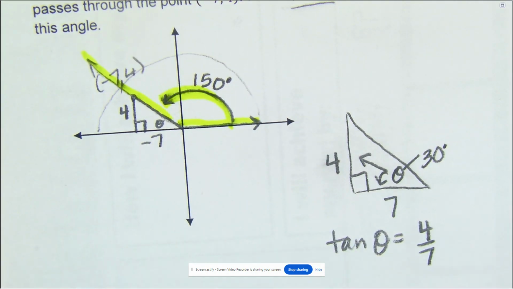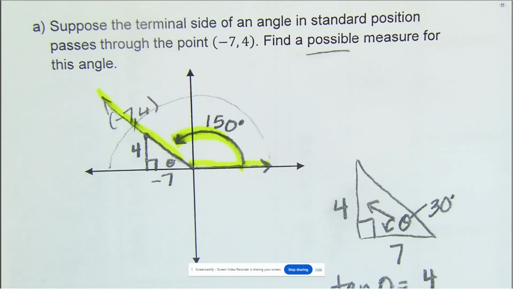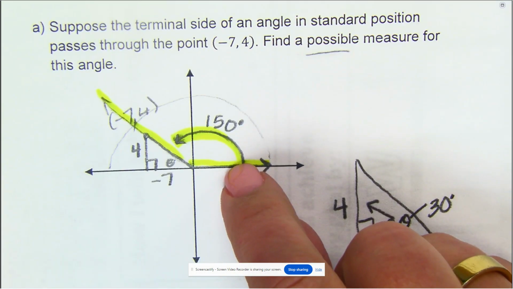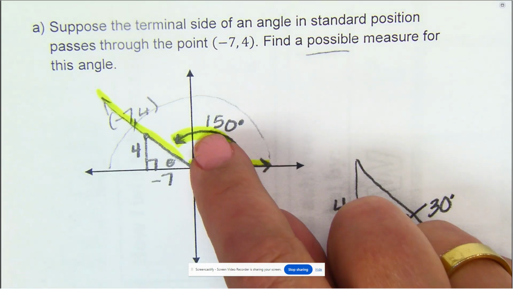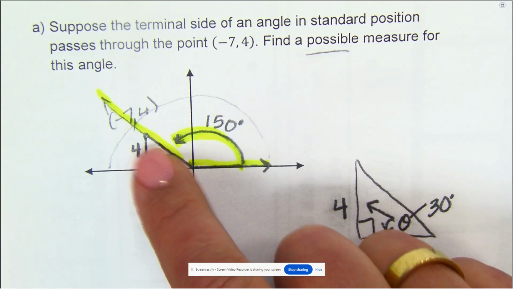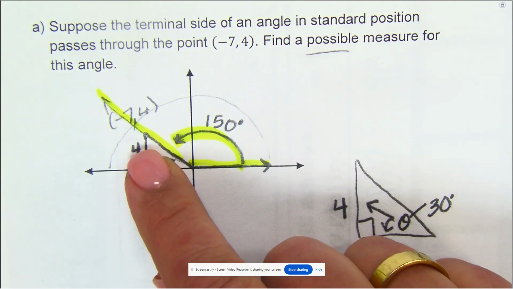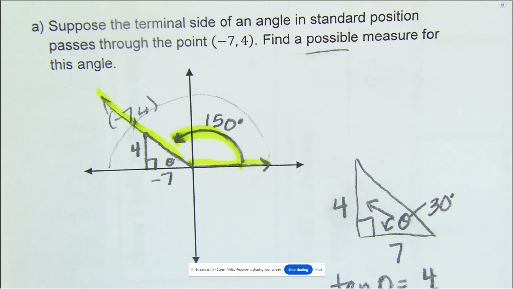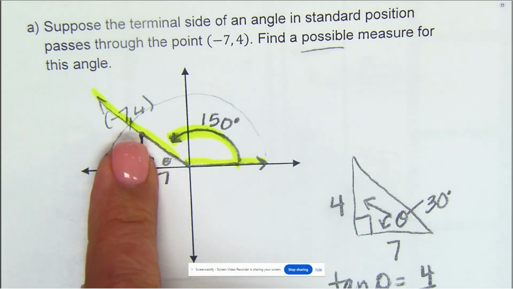Now that's just one possible angle, right? You could add 360. You could do 510. We could go negative. So that would be -210. They just want any angle whose terminal side ends here.